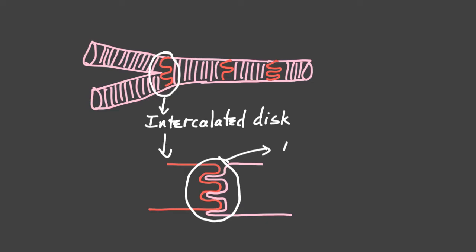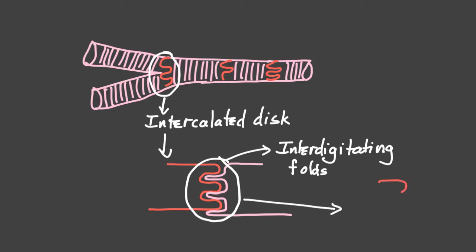The first feature are the interdigitating folds that you see here. These pink and red folds are so close together that they increase the surface area of contact between neighboring cardiac myocytes. The second feature are tight junctions. They are also known as desmosomes.